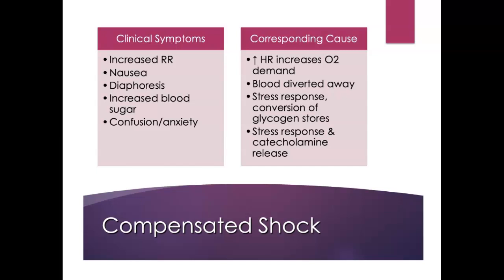Nausea because of the blood being diverted away from the GI system, so it could cause impaired GI motility, so you might get nausea. Increased blood sugar because of that stress response, so the body's producing more sugar because it's under stress. Confusion and anxiety, again, just from the shunting of blood, which is trying to get to the brain, but maybe enough is not getting there. And so you have that confusion and anxiety happening.